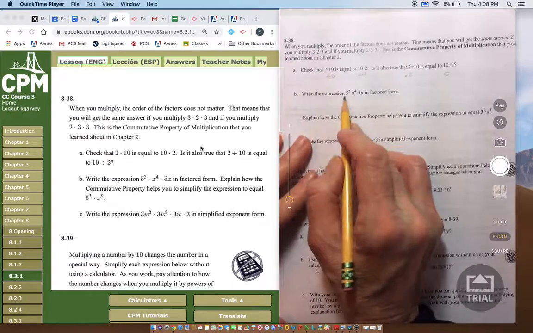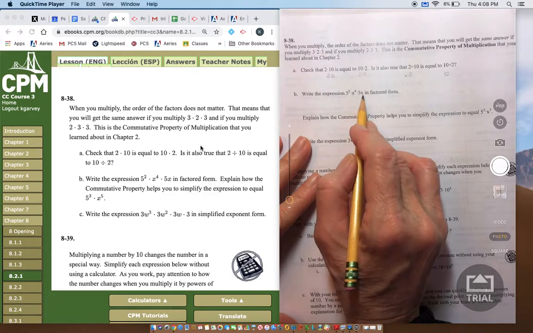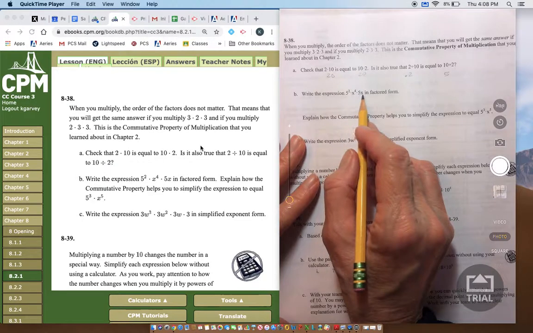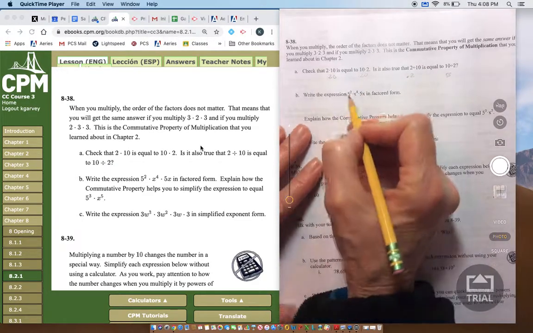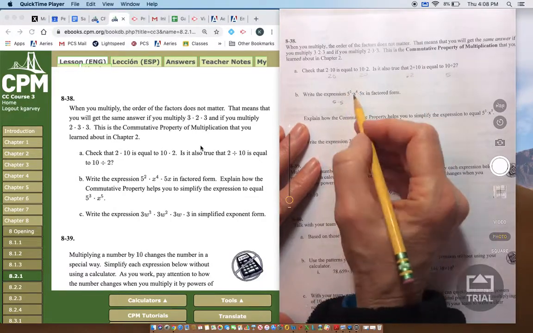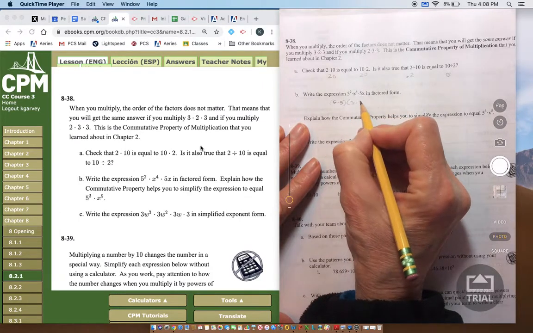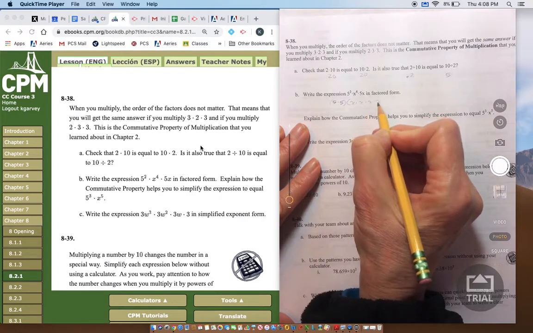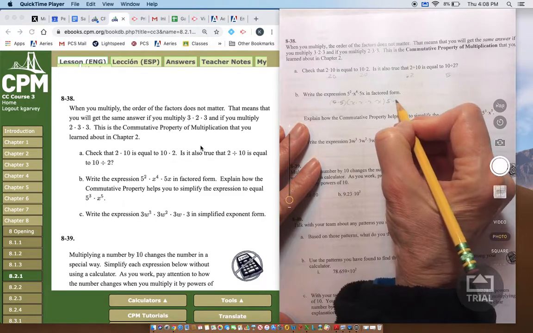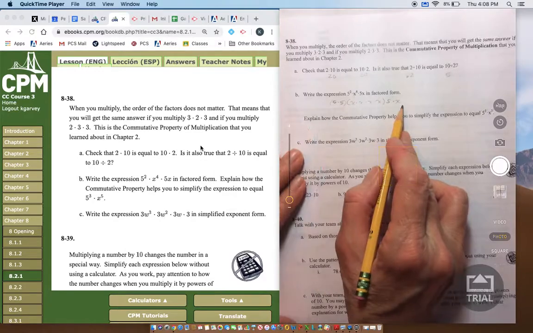Okay, write the expression 5 to the second power x to the fourth power times 5 to the x, or 5 times x, in factored form. So 5 to the second power is 5 times 5. X to the fourth power is x times itself 4 times, x times x times x times x. And 5 times x is just 5 times x. So there it is in factored form.